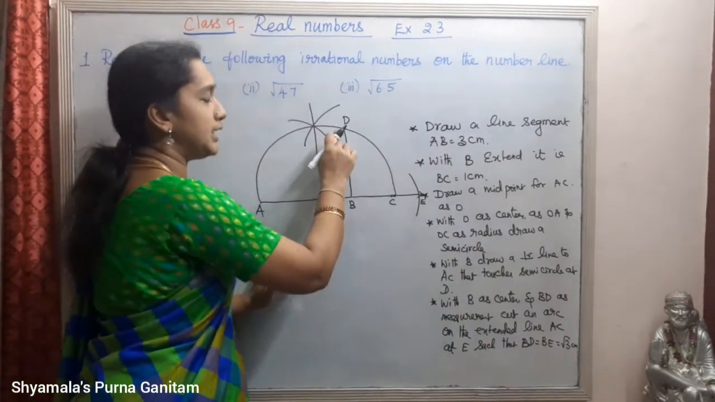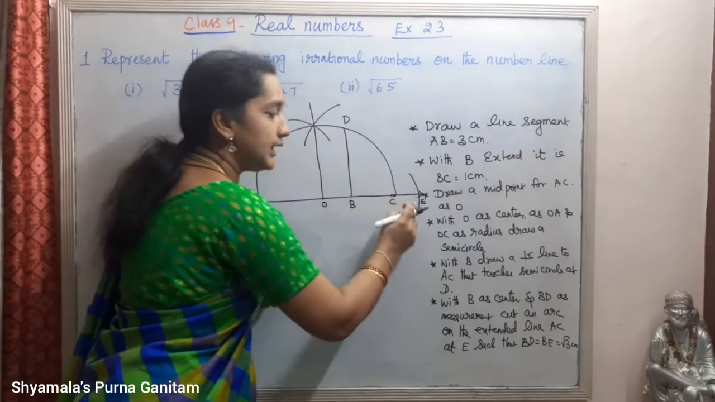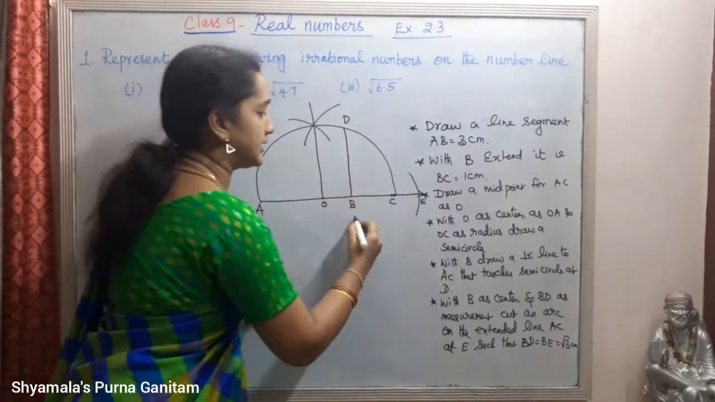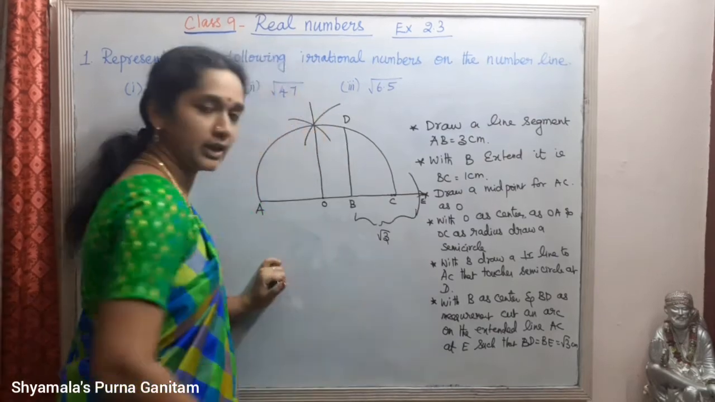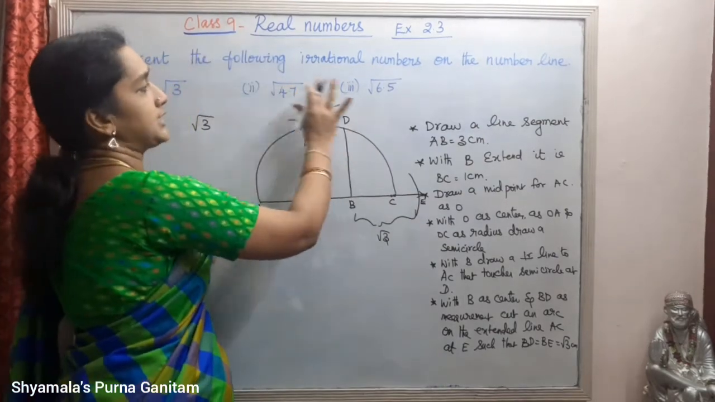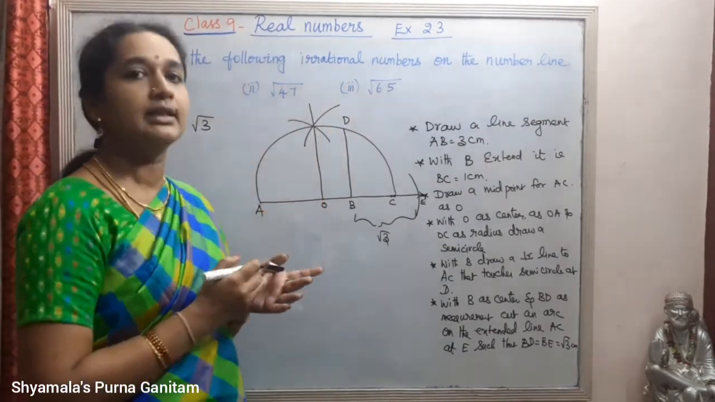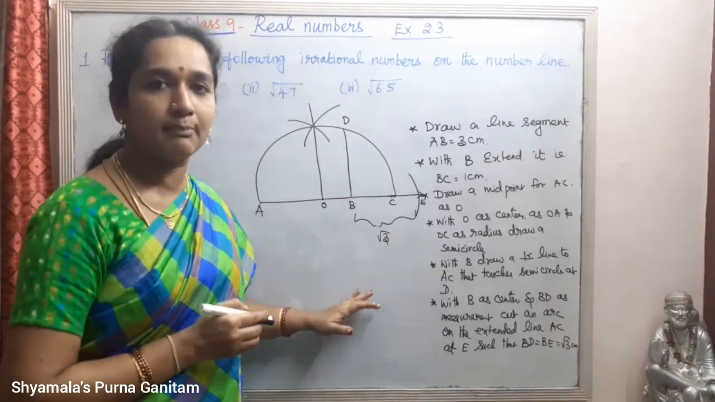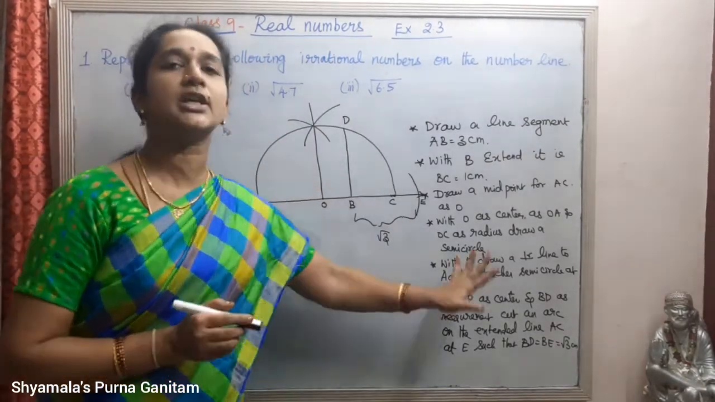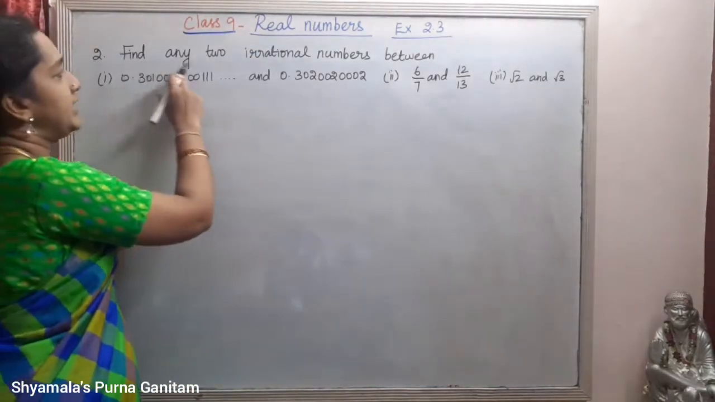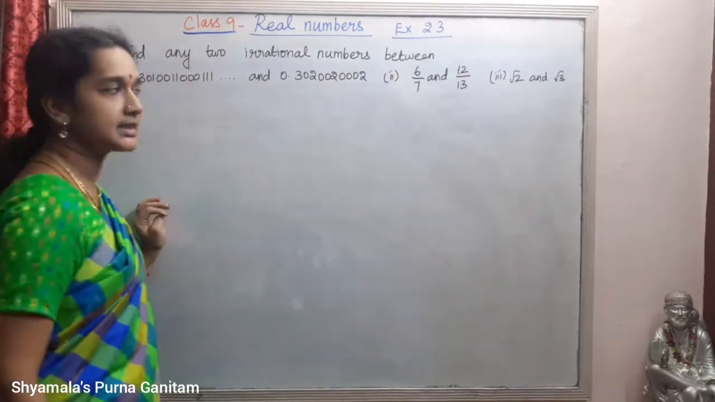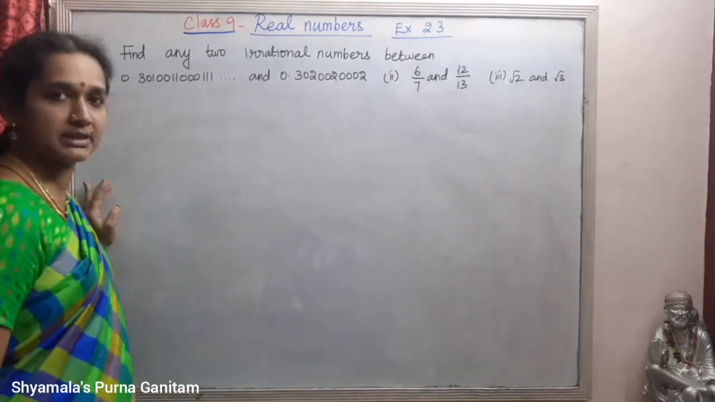So the length of BD and the length of BE will be equal. That is the measurement of root 3. So for all the sums where they ask you to represent irrational numbers on the number line, the same procedure has to be followed. Okay. Next one is find any two irrational numbers between the two numbers given.